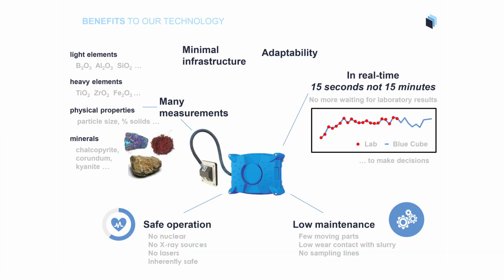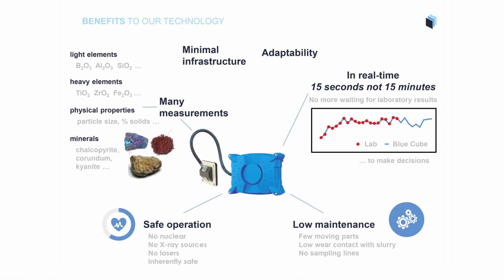One of the main benefits of the BlueCube analyzer is it can measure both light elements and heavy elements. So in industries like the iron industry, the BlueCube analyzer can measure both iron and silica. If we look at the gold industry, we can measure sulfur and silica, but also iron, copper, arsenic and gold. And then added to that, we can also measure physical properties like percentage solids and particle size, all in the same equipment. Added to that, the equipment doesn't require big infrastructure changes to site as some other products require.